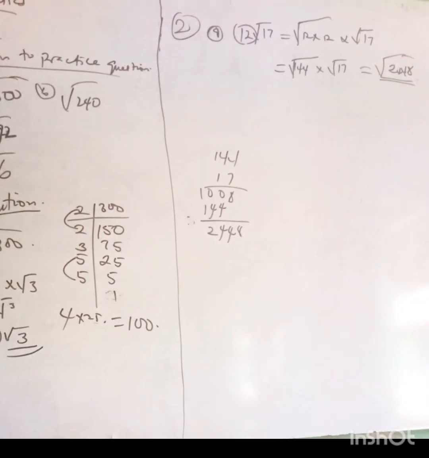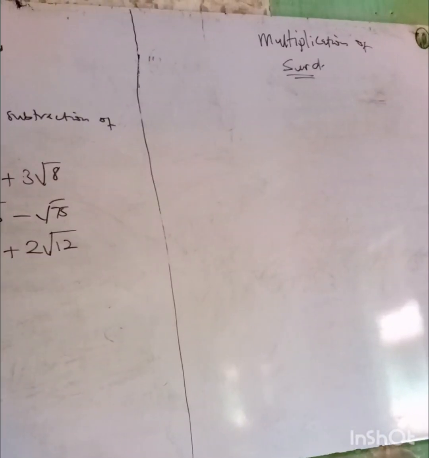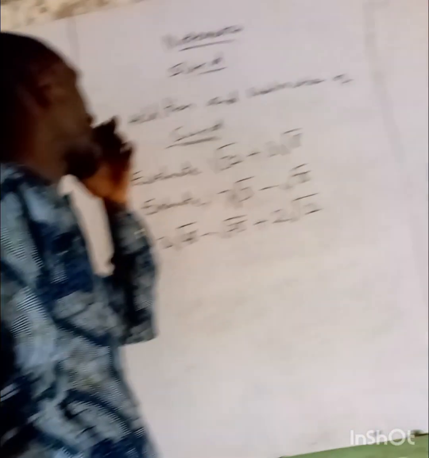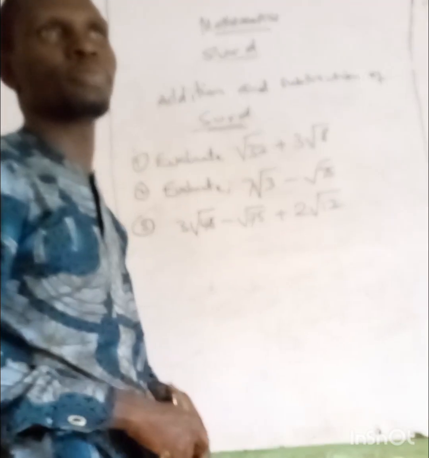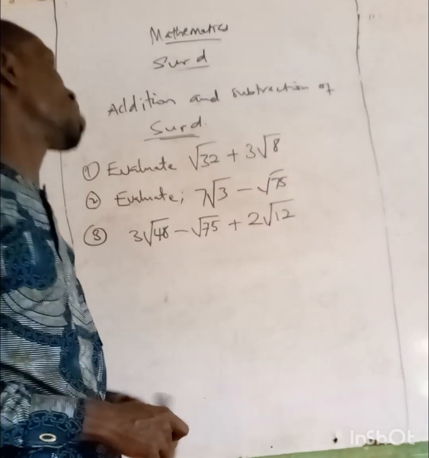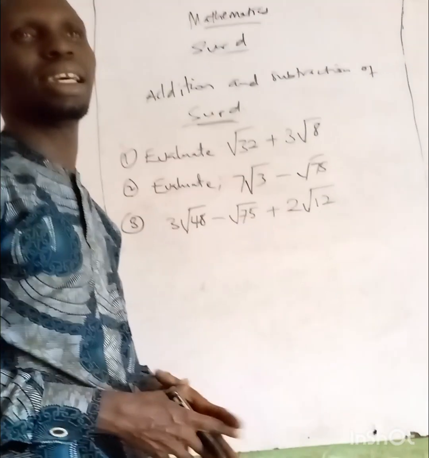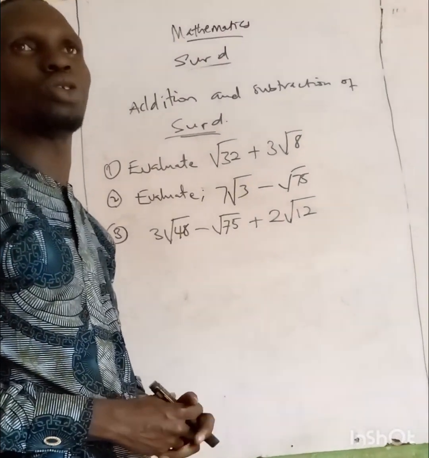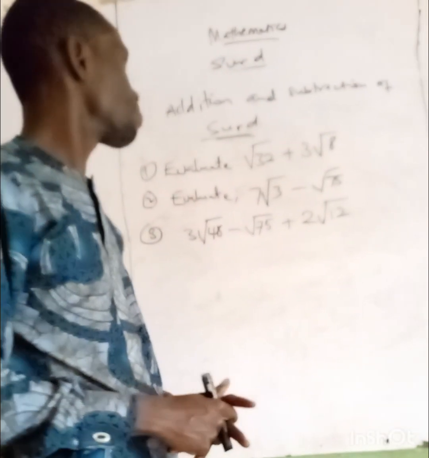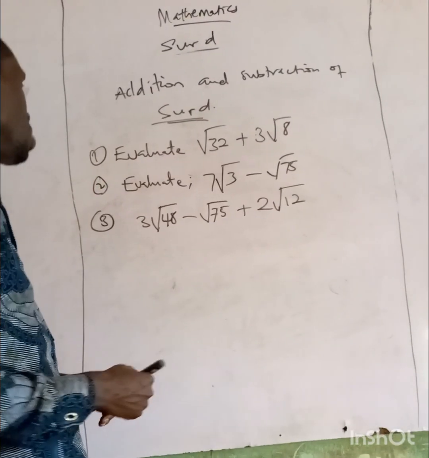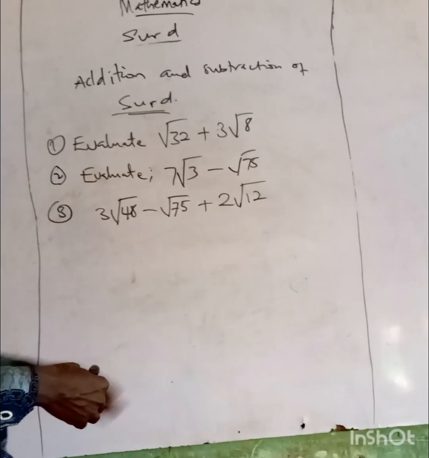I hope you understand that. Very good. Now, having understood the simplification of surds, the next thing we are going to look at is addition and subtraction of surds. There are ways we add and we subtract surds. So let us quickly take that. We have gotten some examples on the board. It's very, very simple. So let's quickly see them.